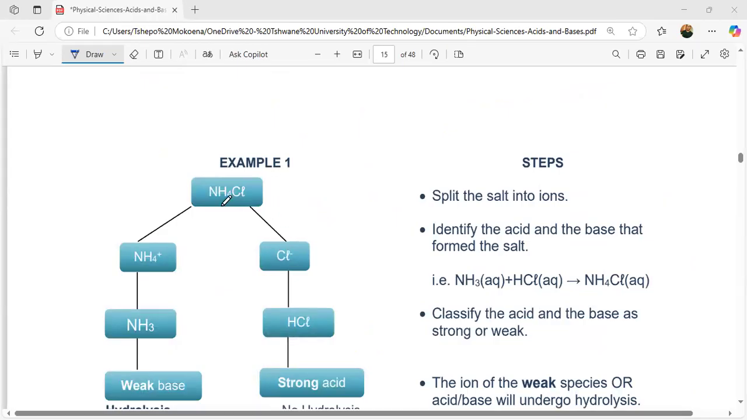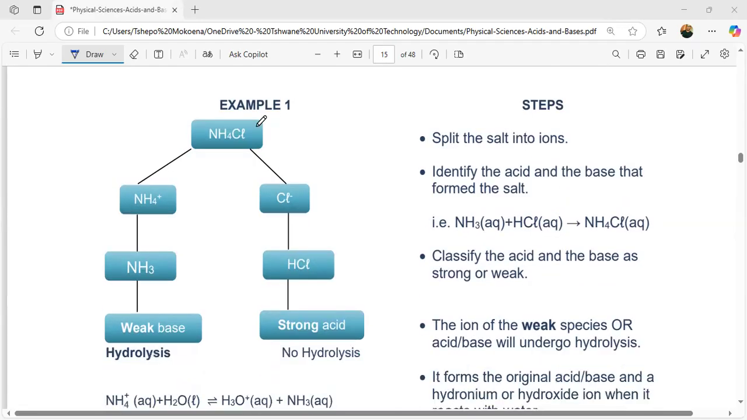So you need to understand that this salt is from what type of base and what type of acid, by looking at this. We're gonna work it out. That's why you need to know your acids and your bases. That table that I showed you, you need to know it. Now, let's follow the steps on how to work this hydrolysis reaction.